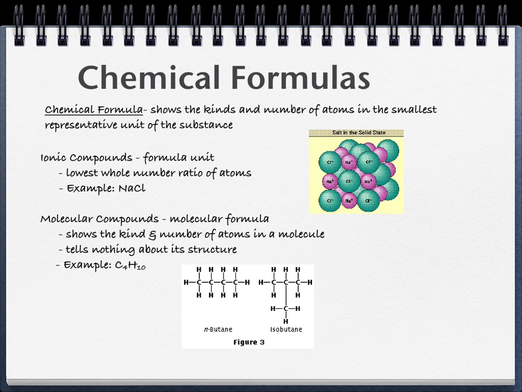Okay? In molecular compounds, we have something called isomers. And these would be 2 isomers of butane. The molecular formula tells us nothing about its structure. If I wanted to know how they're put together, I would have to use something called a structural formula, and that's a topic for another lesson.